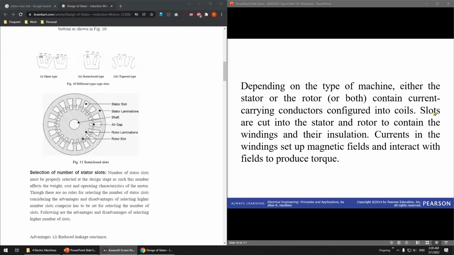For this case, you need to know what the slot is. This is a slot, an empty space, and empty space. This is the rotor, this is the stator. So your winding is here. You wind between the slots and it can carry current. Make sure you know what a slot is. The current will produce the torque needed.